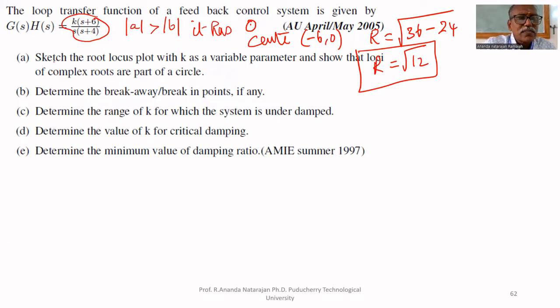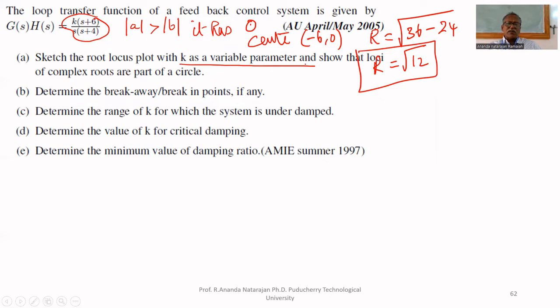So what is the question? Sketch the root locus plot with k as variable parameter, because root locus means we are varying k. We know, but anyhow it is mentioned. Show that loci of complex roots are part of circle. Definitely it forms a circle. Determine the breakaway and break-in points, if any.